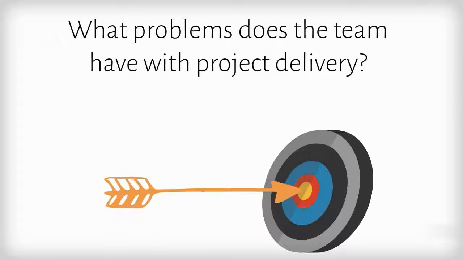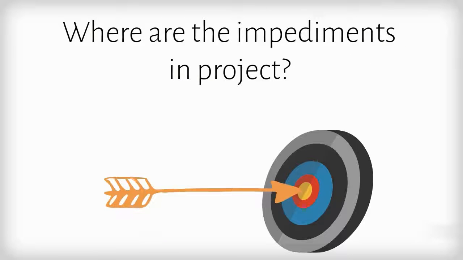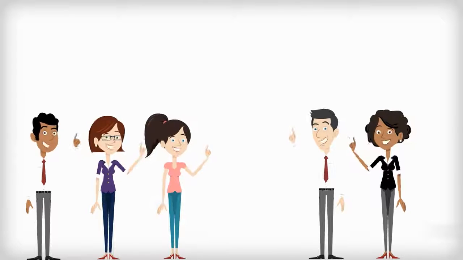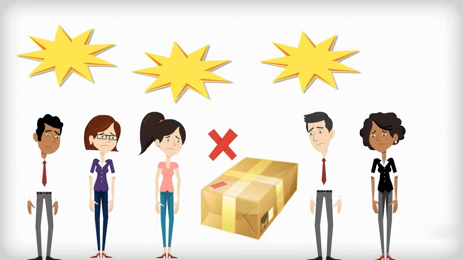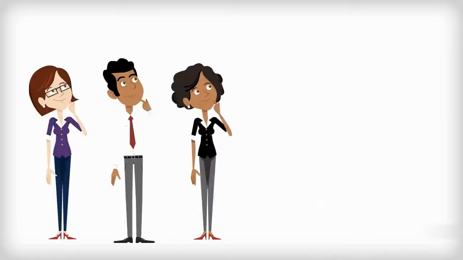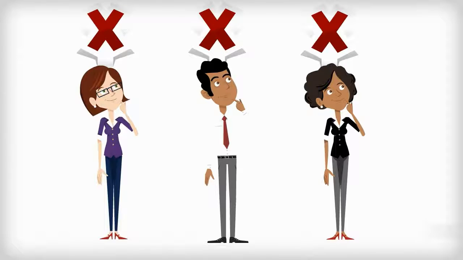Improving practices. The object in root cause analysis is to ask, what problems does the team have with the project delivery? Or, where are the impediments in the project? For example, in some cases, communication is a problem. In other teams, there are far too many defects in the product they have delivered, and in yet other teams, there are people not fulfilling their roles or not fully understanding them.